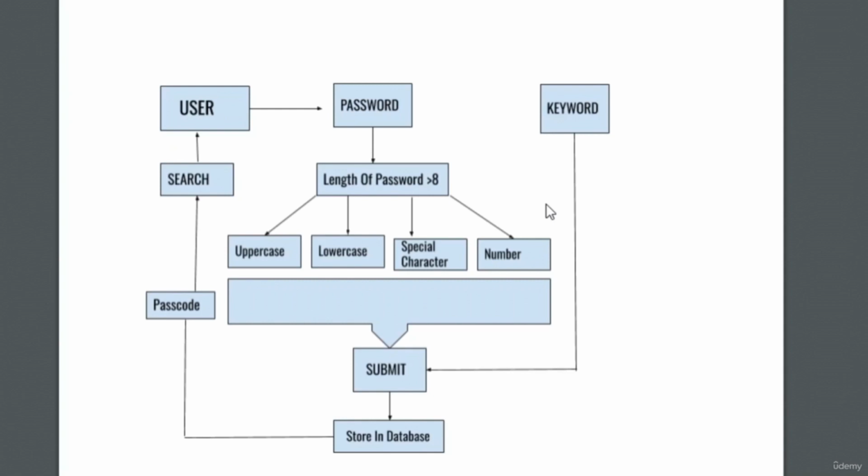Before moving to the coding part, let me explain how to implement this algorithm in the code. Basically we'll be initializing 5 boolean variables for the length of the password, uppercase, lowercase, special character and number. We will initialize all of these as boolean variables, and we'll check if all of them change to true, then only will it go to the submit button. So let us start the code.